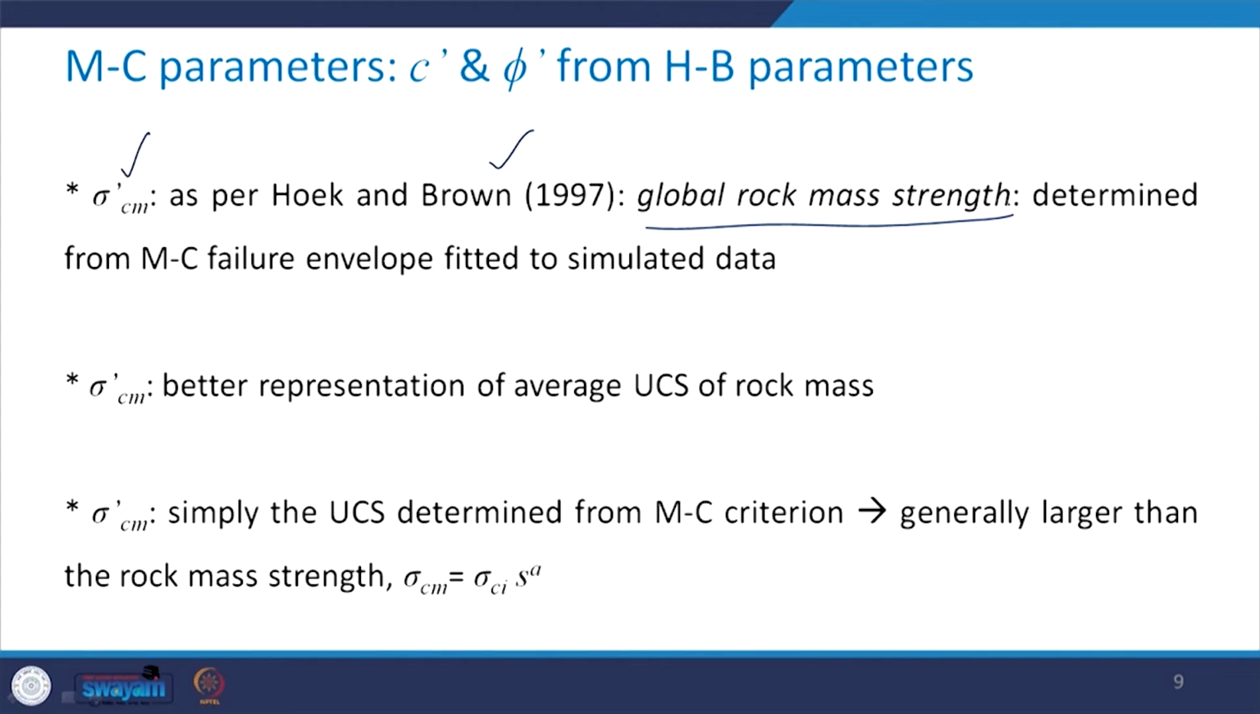This sigma Cm prime is simply the UCS which is determined from the Mohr Coulomb criterion just by fitting to the simulated data, and it is generally larger than the rock mass strength that you obtain from this expression. How do we get this expression? This we have seen in the last class. Rock mass strength is given by the intact rock UCS multiplied by the parameters of the Hoek and Brown criterion in this manner, which is S to the power a.